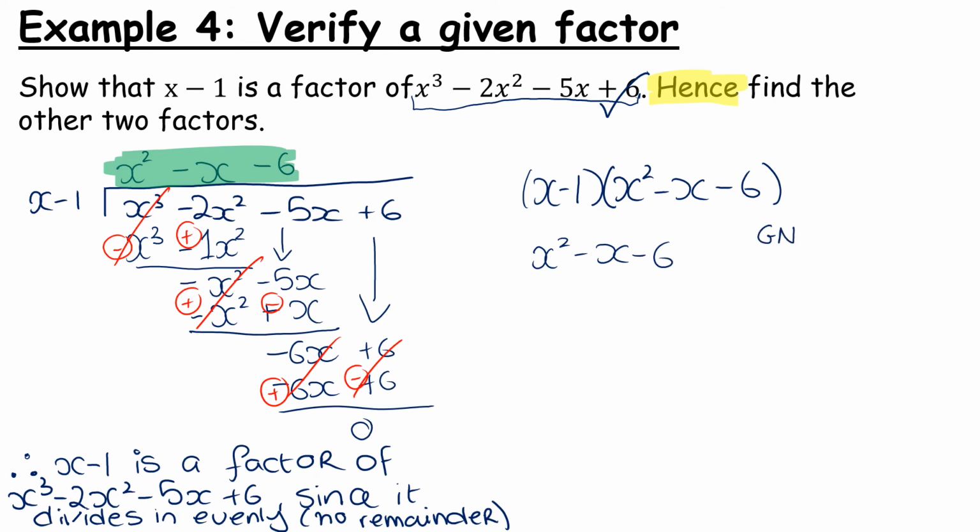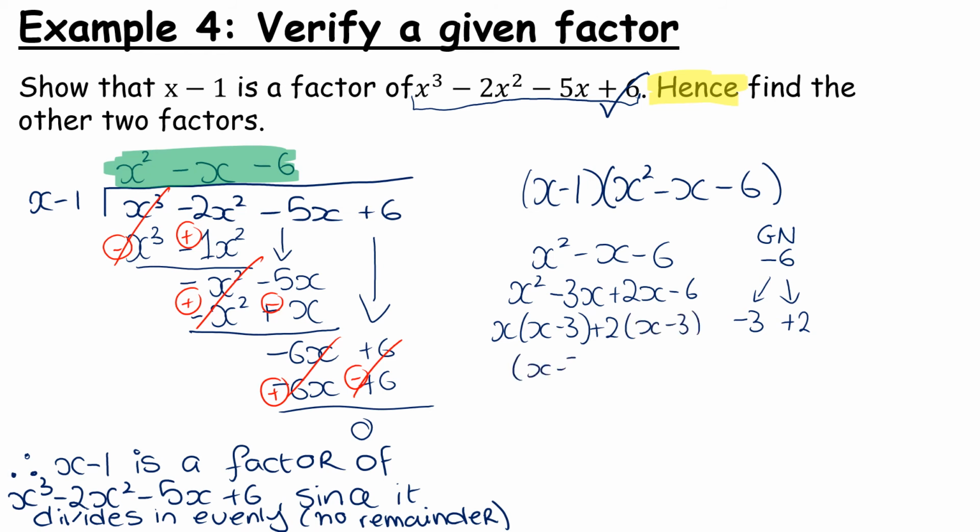Now if you factorize it another way, that's absolutely fine. I'm going to use the guide number method here. So the factors of minus 6, we're going to have minus 3 and a plus 2, so we're going to have x squared minus 3x plus 2x minus 6, and we're left with x minus 3 plus 2 times x minus 3, and then x minus 3 is common, and then x plus 2. So actually the factors are x minus 1, which we were given, x minus 3, and x plus 2.